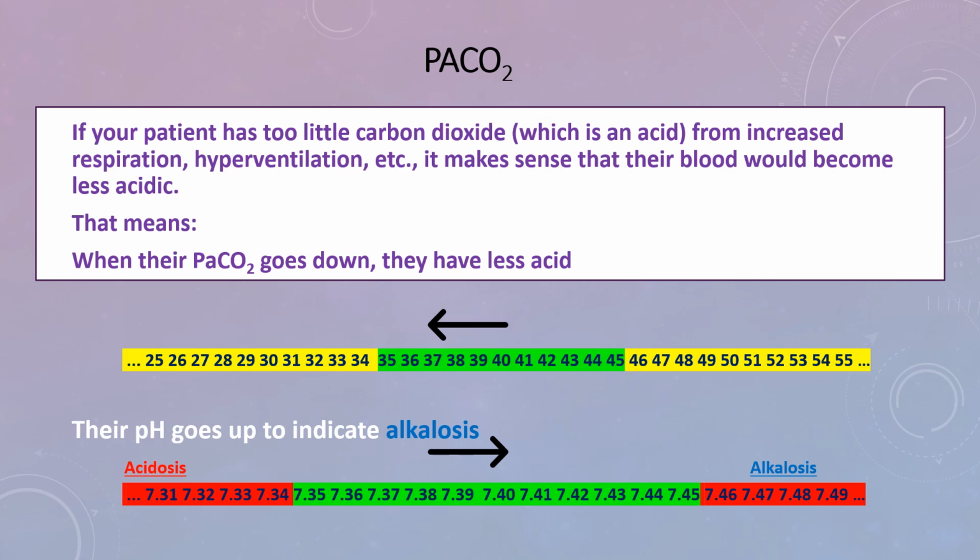If your patient has too little carbon dioxide, which is an acid, from increased respiration, hyperventilation, etc., it makes sense that their blood would become less acidic. That means when their PaCO2 goes down, they have less acid. You'll notice on the first graph, that's the PaCO2 with the green in the normal range. When you have less PaCO2, it's less acidic and your pH goes up to indicate alkalosis.